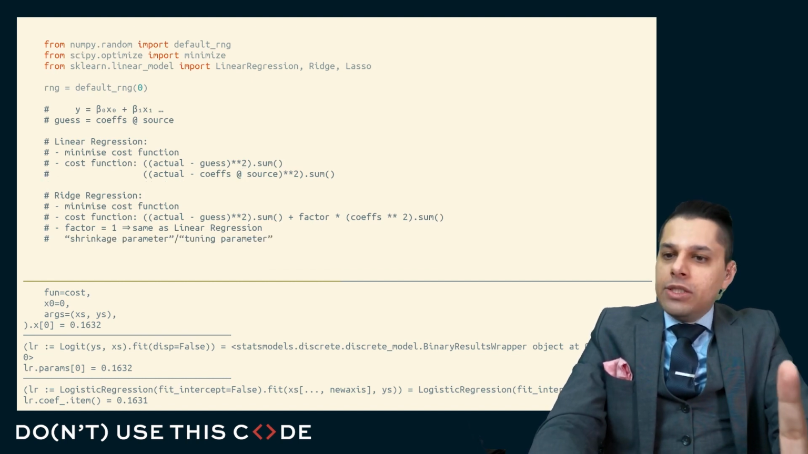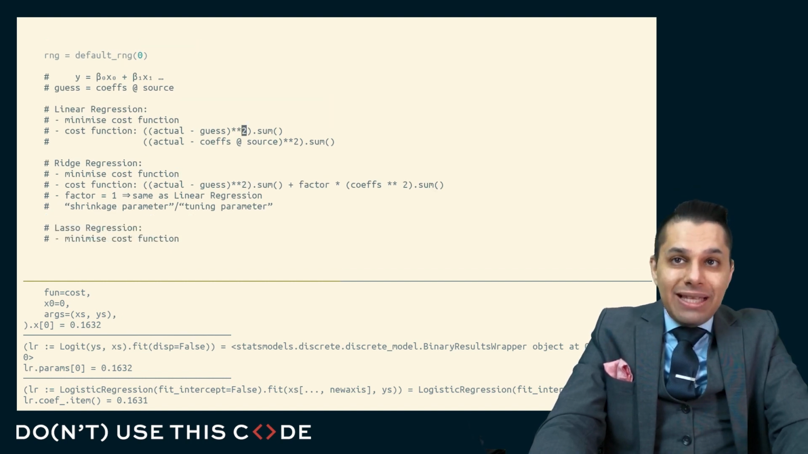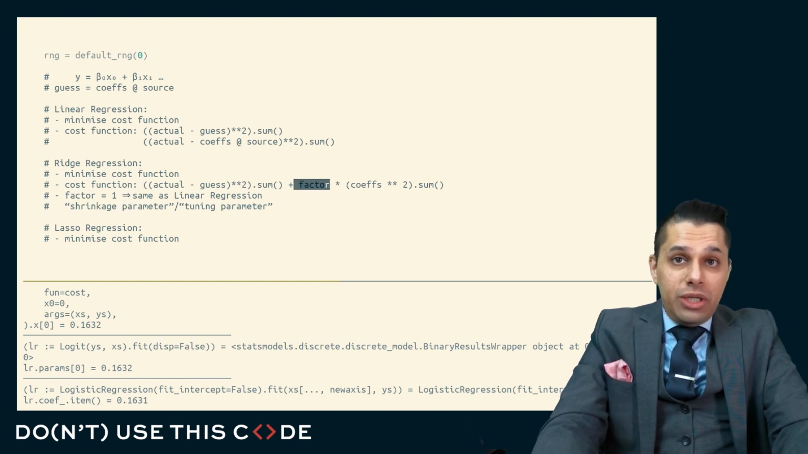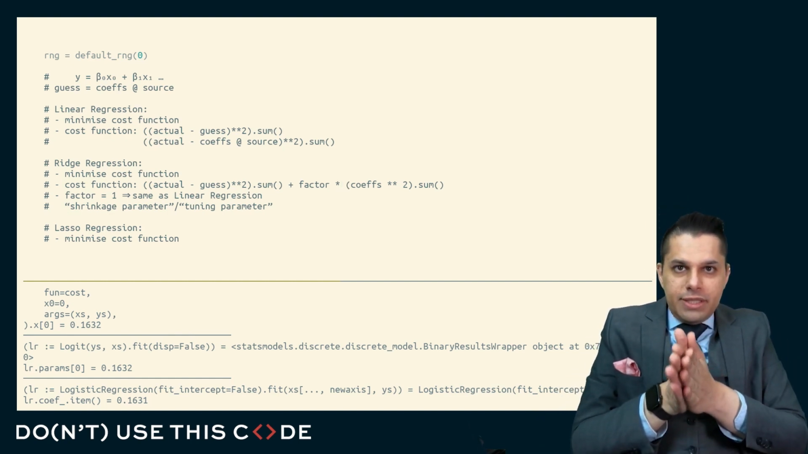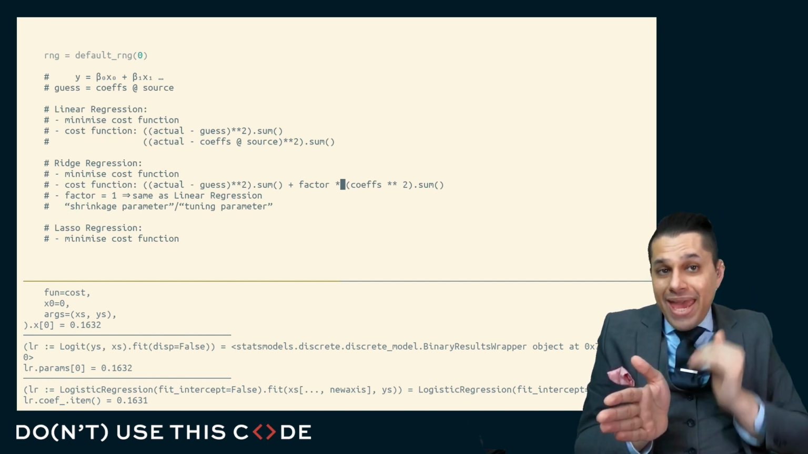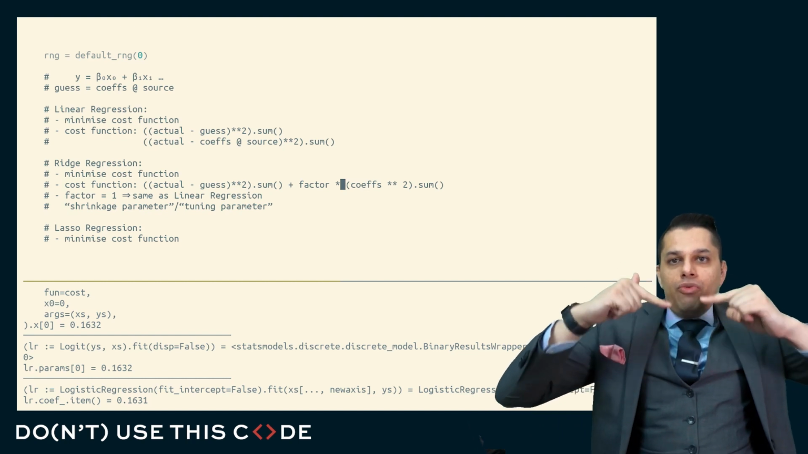Ridge regression is just minimizing a cost function, and the cost function that it's minimizing is exactly the same cost function as linear regression with an additional term. A factor here, what's called the shrinkage or tuning parameter, multiplied times the squared sum of the coefficients. What's happening in ridge regression is you're not just minimizing the sum squared distance from the actual to the guessed, you're also adding a penalty factor where if the coefficients become very large, it'll raise that cost function.